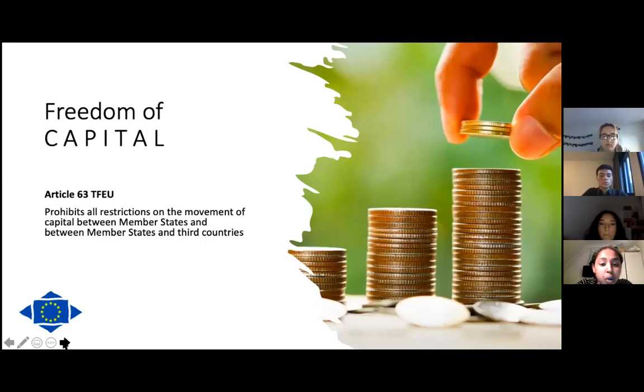The reason for the incorporation of the free movement of capital in the TFEU is that a free flow of capital leads to an optimal distribution of resources and competitive European financial markets. Next slide, please.